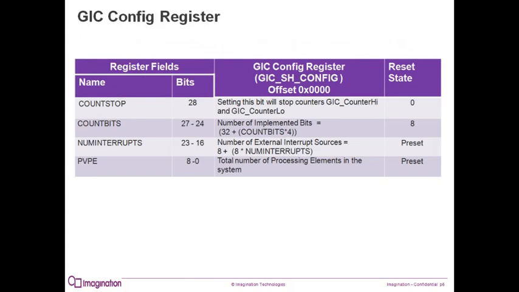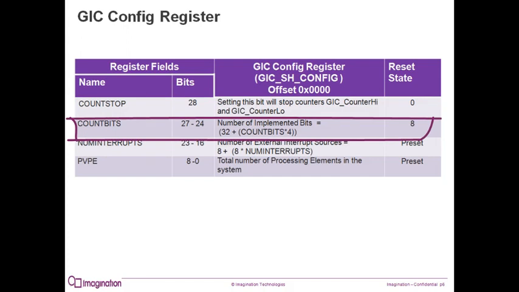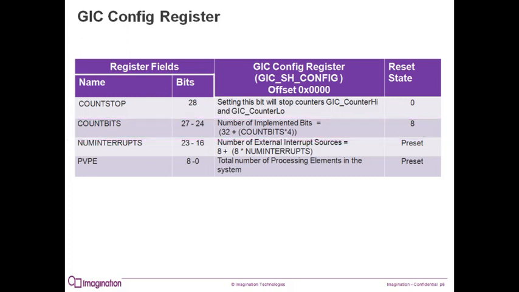The configuration register is the first register in the shared section located at offset 0. It contains configuration information and a control bit. The count stop bit is a control bit that will stop the GIC counters. The count bits field encodes the number of bits in the GIC counter. In the current implementation, there are always 64 bits in the counter, so the count will always be 8. I'll cover the counter registers a little later in this section.